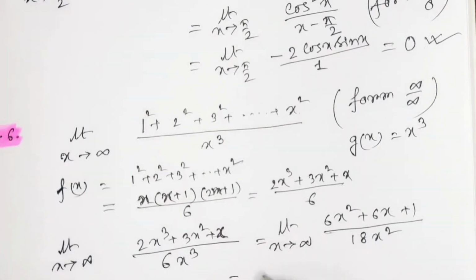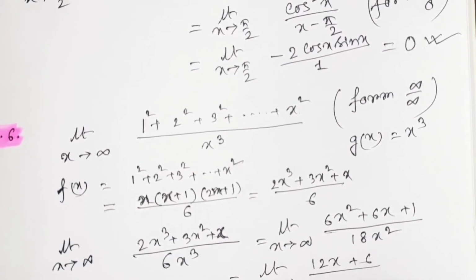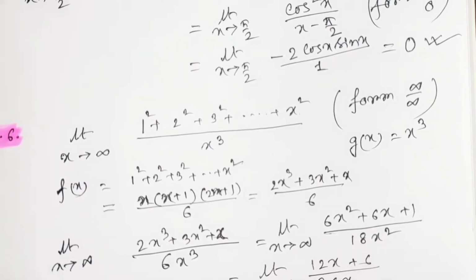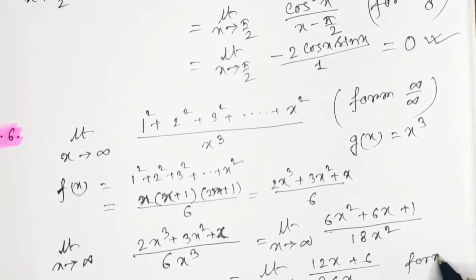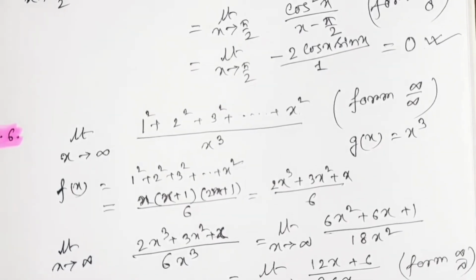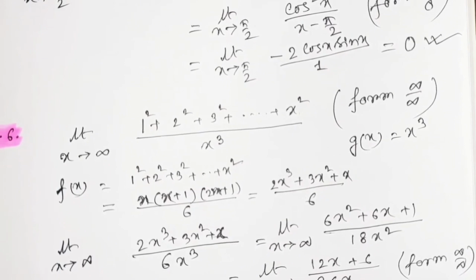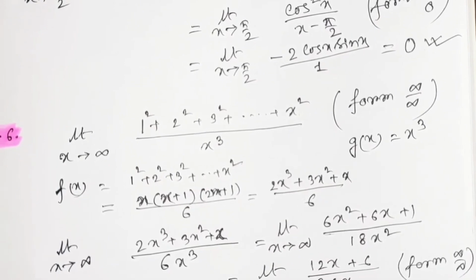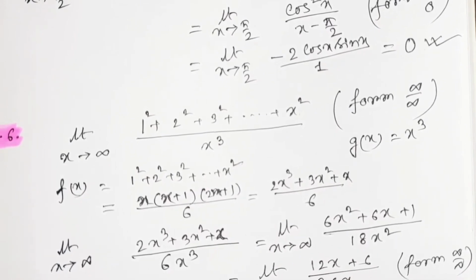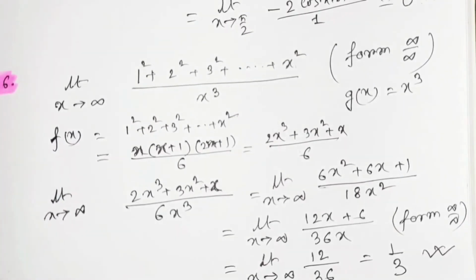So we take the derivative again. So if we take the derivative again, then it is 12x plus 6 divided by 36x, which is again in the form of infinity by infinity. So one more time we should take the same process. So finally now we shall find it is 12 by 36, which is nothing but equal to 1 by 3. So this is our value for this limit.